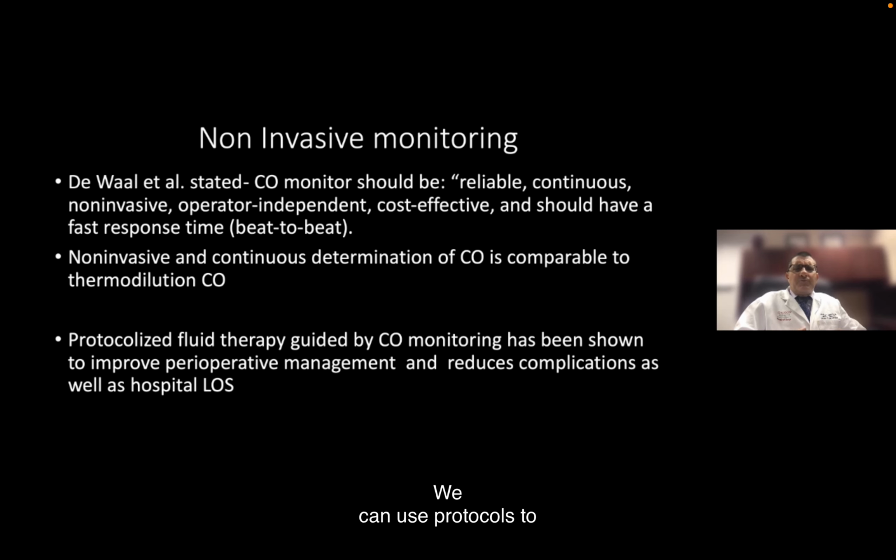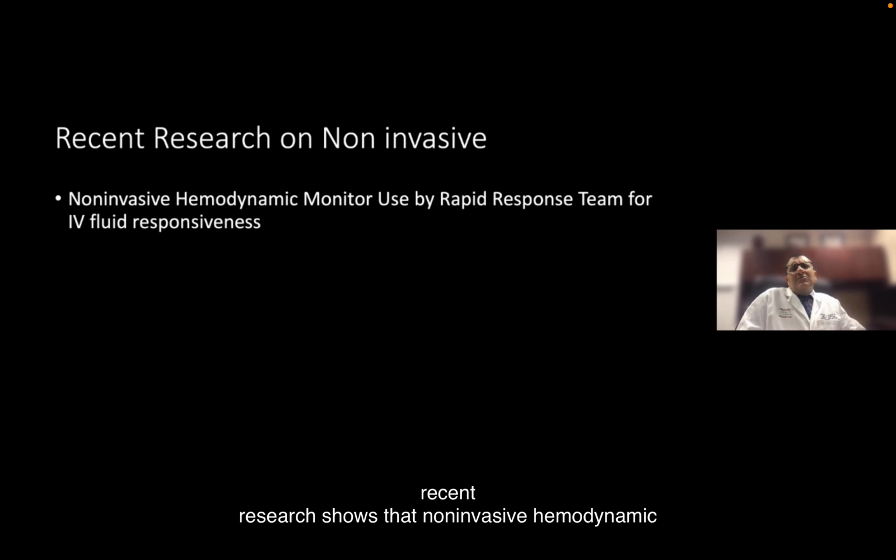We can use protocols to guide fluid management. And really, to be honest with you, recent research shows that non-invasive hemodynamics can be used in every setting. We use it in our rapid response. Our hospital has 1.2 million square feet of real estate. We have like 4 towers. And so our rapid response goes throughout that for people who are hypotensive and in shock quite frequently. To get a doctor and a nurse and an advanced provider there takes a little while. And so they have protocols where they start fluids and look at the responsiveness.